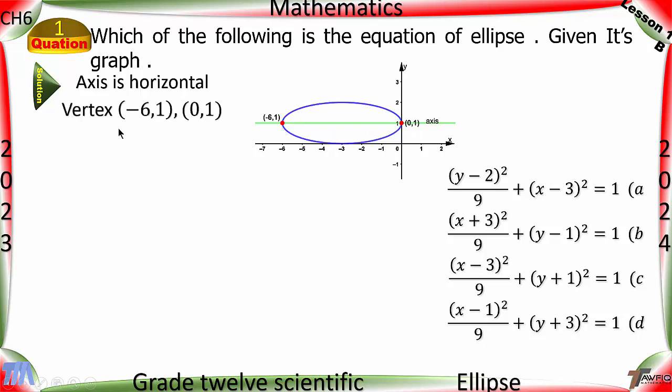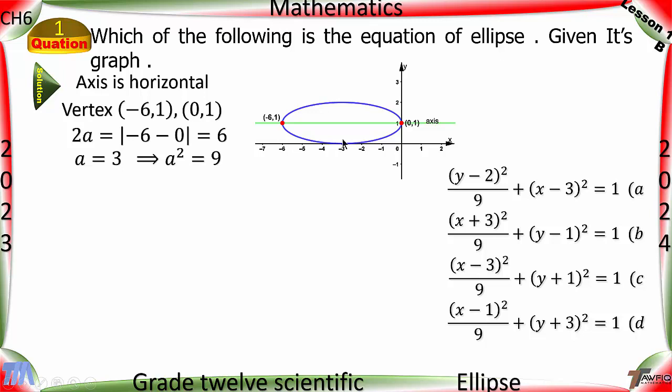So the vertices are minus 6, 1 and 0, 1. Because here, if you read, this one is 0, 1 and this one is minus 6, 1. And 2a becomes 0 minus minus 6, x minus x. So it becomes 6. And dividing both sides by 2, a is 3. So a squared is 9.